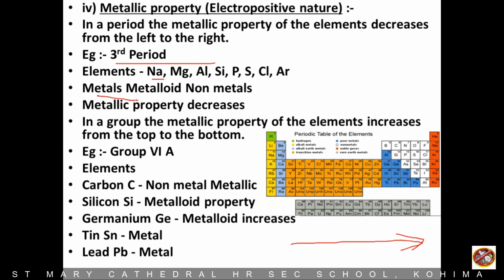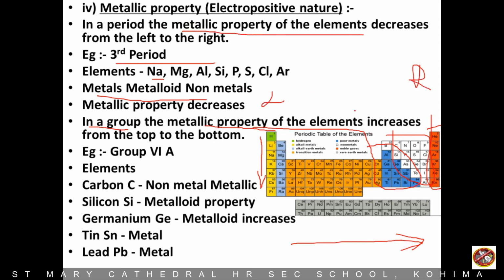Now what is it? Metals, metalloids, non-metals. See, metals, metalloids, halogens and non-metals are over here, and your noble gas is here. In a group, the metallic property of the elements increases from top to bottom. The strength will increase from top to bottom, but the property will decrease from left to right.